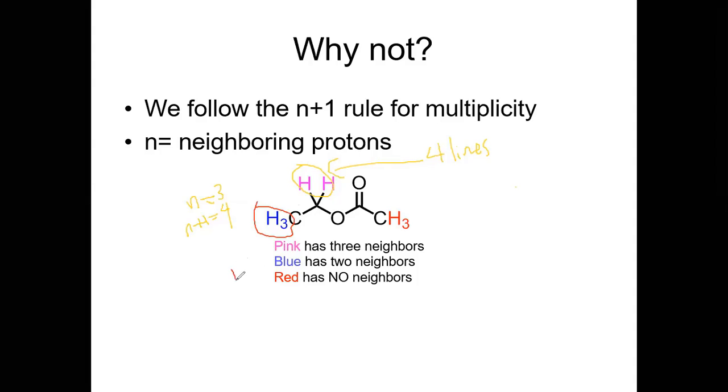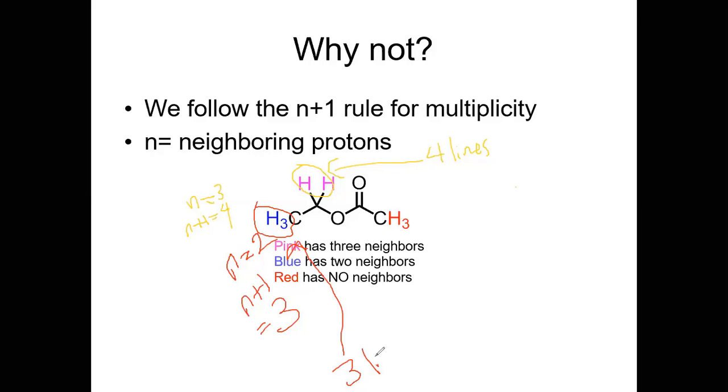So for this one, n equals 2. So n+1 is 3. Is that right? So what that means is that the signal is going to be split into 3 lines, right? And we'll talk about the names like triplet, quartet, singlet, and so on in a minute.